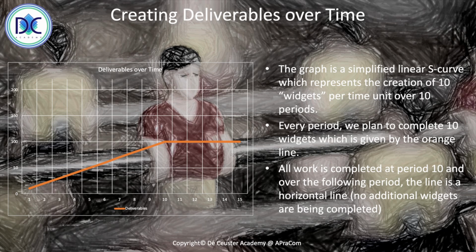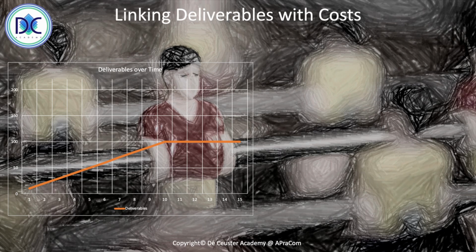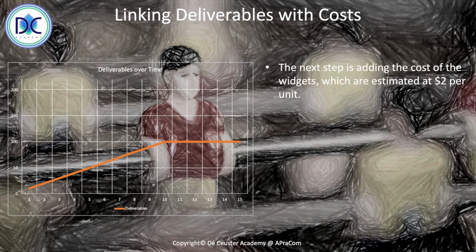The next thing is to link these deliverables with the costs. What we estimate is that a widget has an estimated cost of $2 per unit, and that gives us the cost curve. So we multiply the deliverables with the cost, and we find a new line, which again starts from 0 and goes up to the 100 widgets, which is a total of $200.